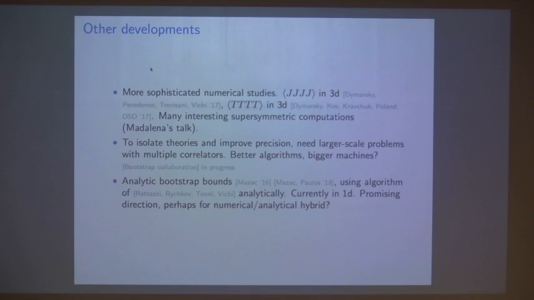Perhaps these kinds of nice techniques could lead to a better numerical analytical hybrid. For example, we really want to be able to incorporate large spin perturbation theory in some way into the numerical bootstrap, to make it so that the computers don't have to work nearly so hard to describe the large spin sector of the theory. And maybe this could be a way to do it.